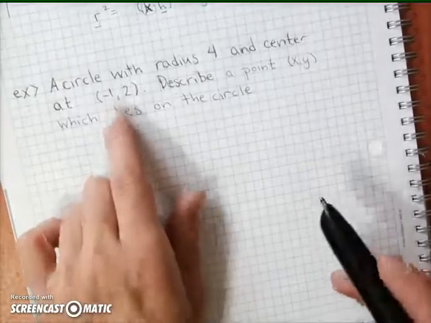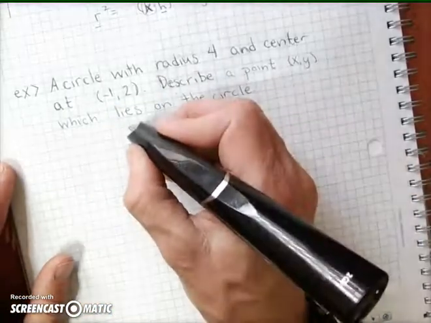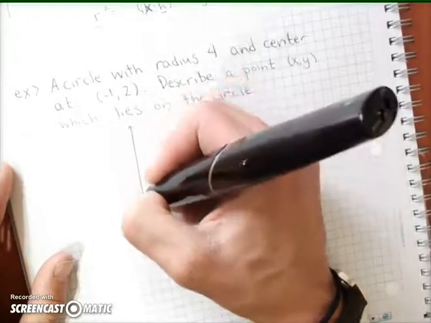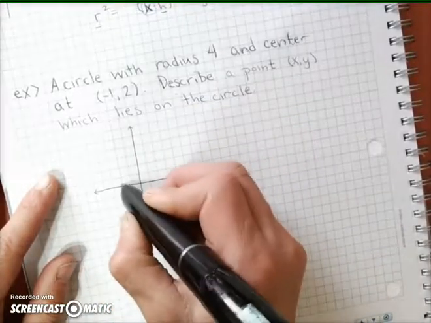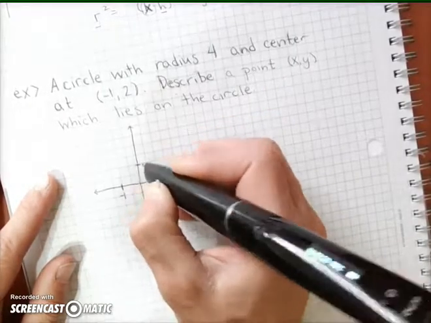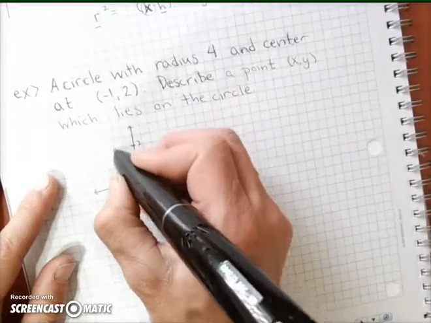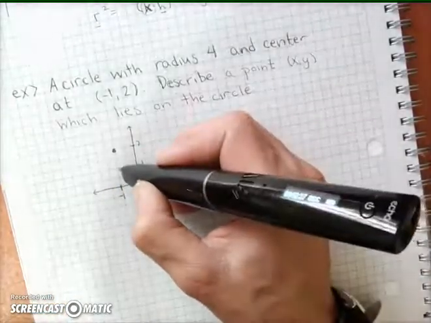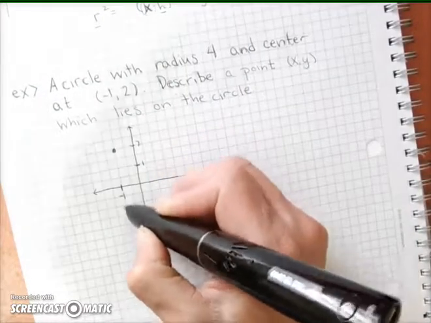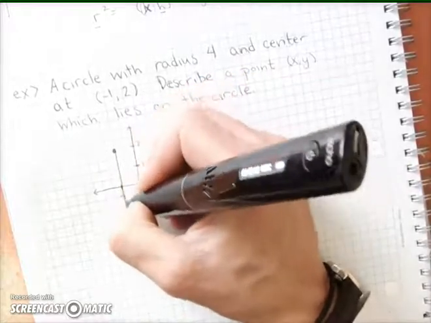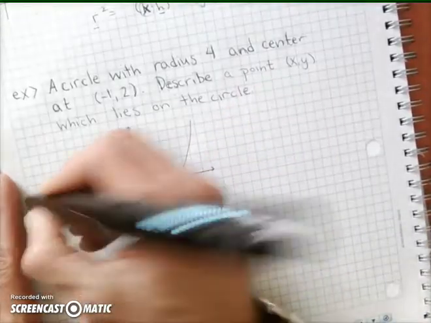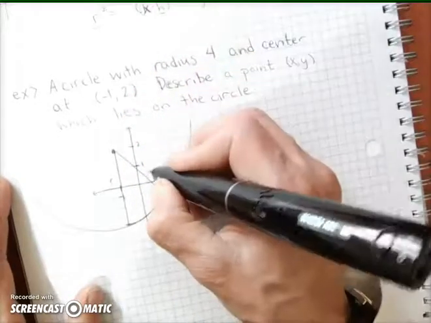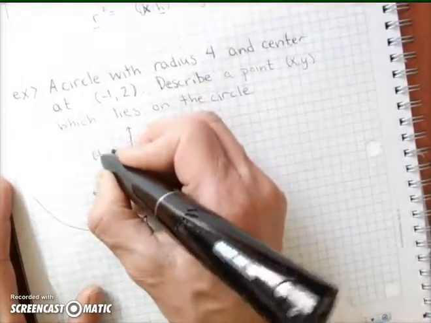So let's look at an example to see why these are so similar. I want to describe a circle with radius 4 and center at -1, 2, and I want to describe that a point x, y lies on this circle. So let's draw this circle. I'm going to make each of the hashes on the sides count as 1. The center of my circle is -1, 2, and the radius is 4, so 1, 2, 3, 4, that's the length of 4, which gives me another point, so my circle looks something like this.